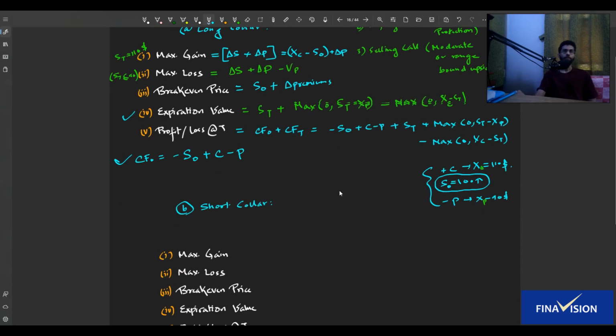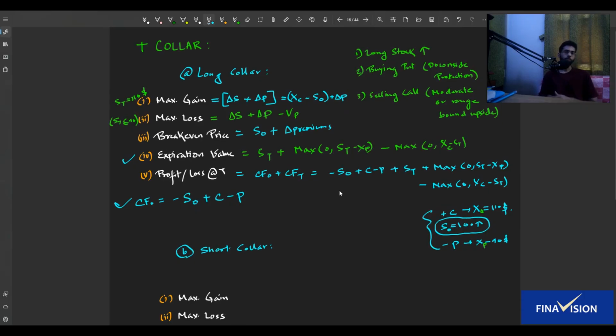Now we have completed the long collar position. Now when does one enter a short collar position, and what are the positions taken there? Now we will do it with another example. Let me remove the rough work here.